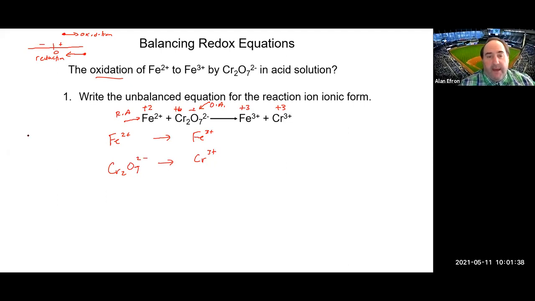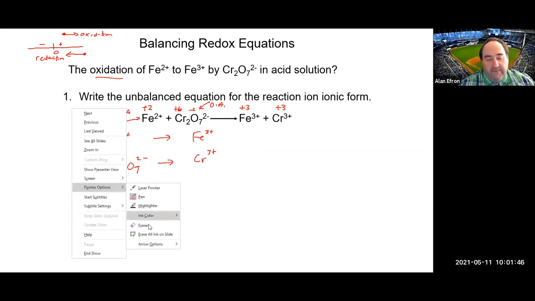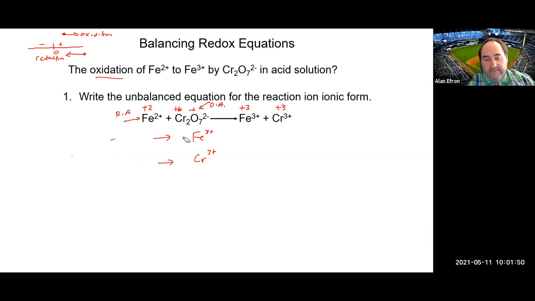So you want to balance all the other elements besides carbon, hydrogen, and oxygen. You want to save hydrogen and oxygen for the end. What we do is, I think it's all in here. So, just do that real quick.